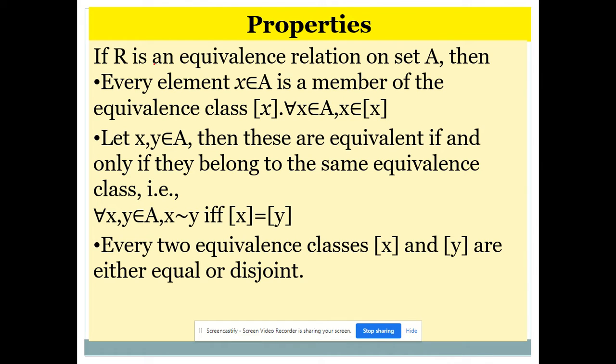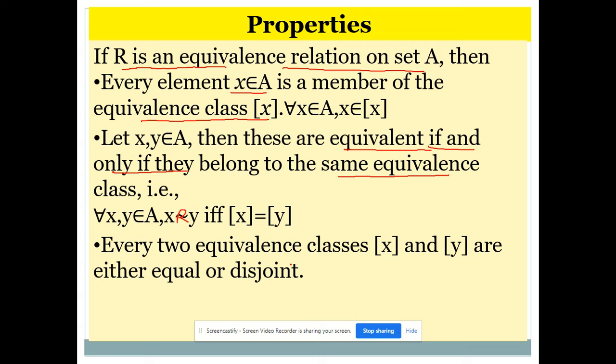So these are the properties of equivalence class, and we can talk about equivalence class only when we have an equivalence relation R on a set A. If R is the equivalence relation on a set A, then every element x of A is a member of an equivalence class. Let x and y be two elements. They are said to be equivalent if and only if they belong to the same equivalence class. Or in other words, for all x, y belonging to A, x is related to y if and only if the equivalence class of x is equal to the equivalence class of y.